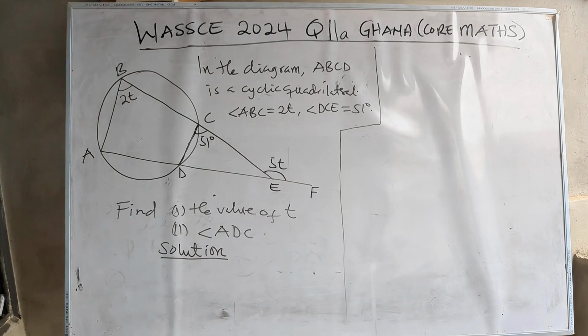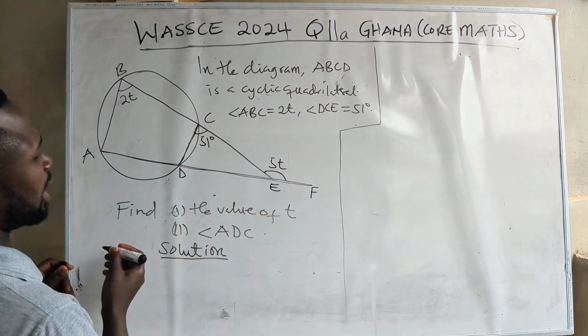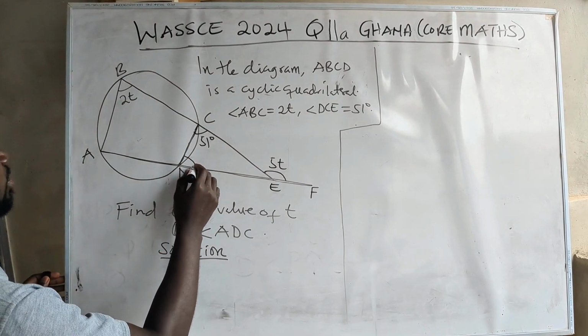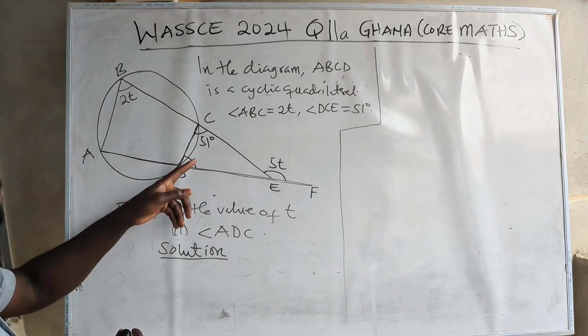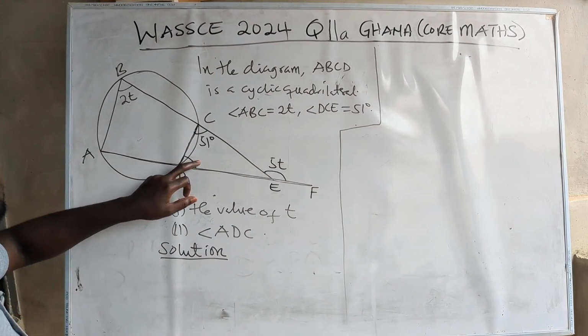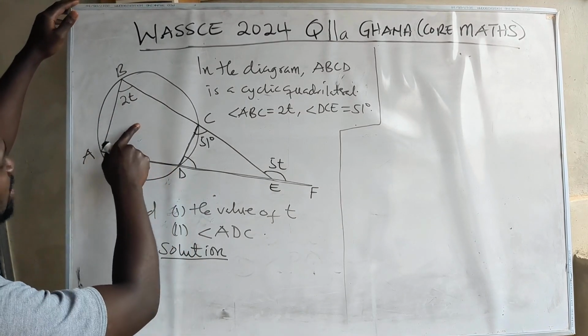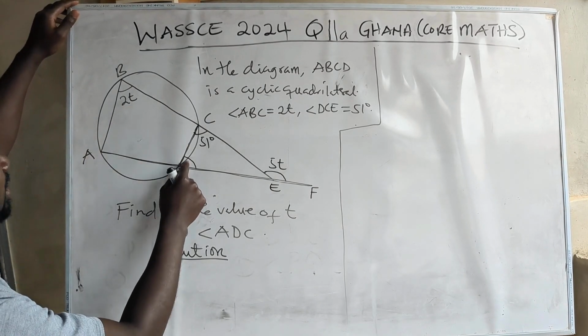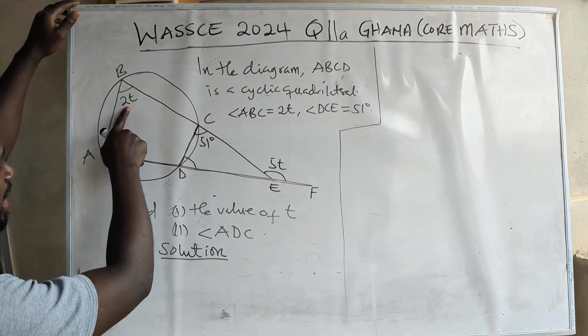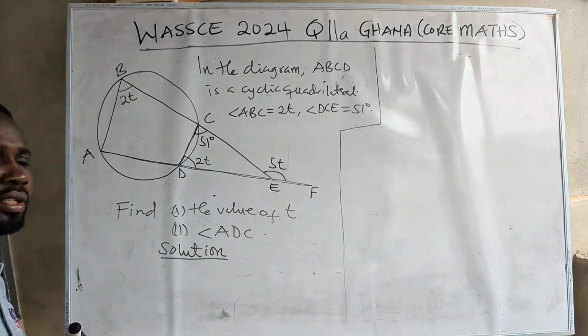So first of all, if you remember one of the properties we learned, you see that AD here is extended to E and then F. So this becomes an exterior angle, and the exterior angle here is equal to the opposite interior angle, which is this one. When it happens like that, then here is going to be 2t.